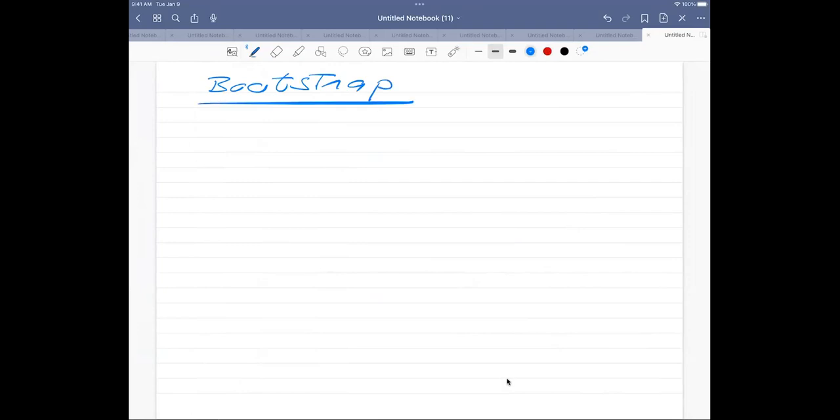So the bootstrap method is actually pretty simple to implement. So suppose you have an original data set. So we have a data set.